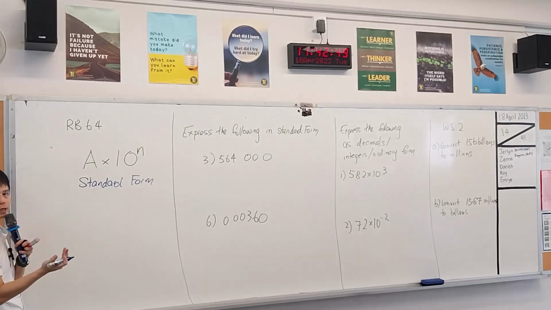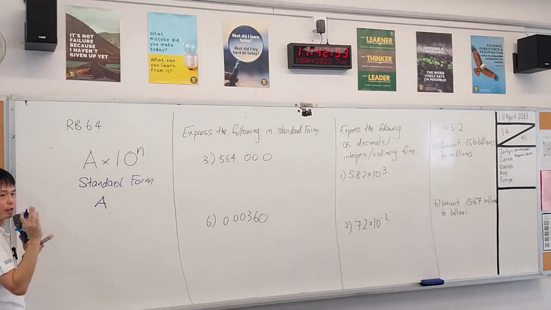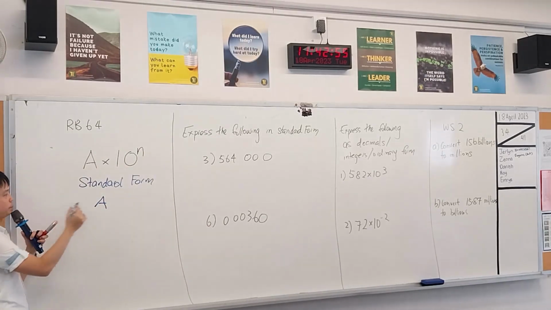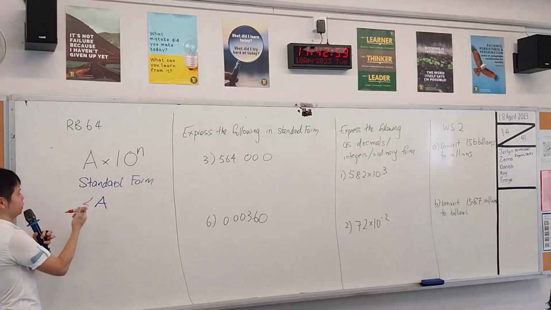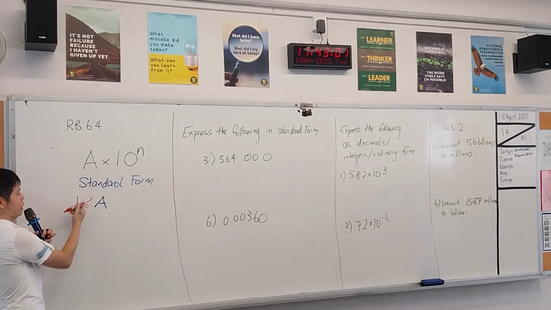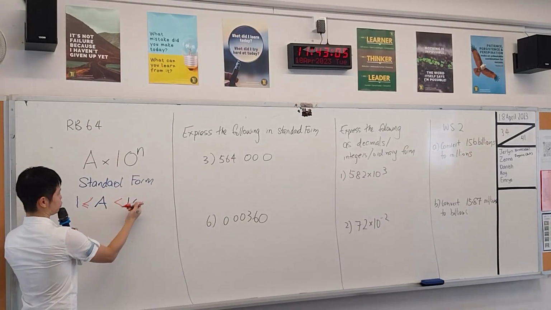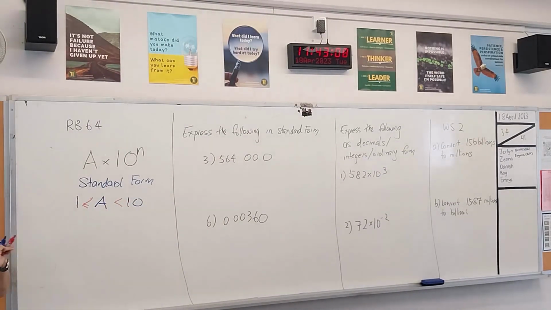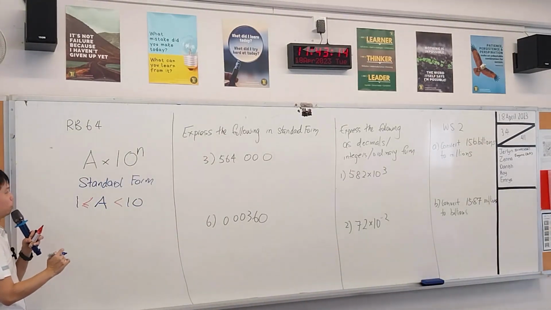What value can A take? So A must be a number. This is very important. It must be a number between 1 and 10. But it cannot be 10, which is why there's no equal sign here. It cannot be equal to 10. It can be less than 10, but it must be more than or equal to 1. That is the value of A.